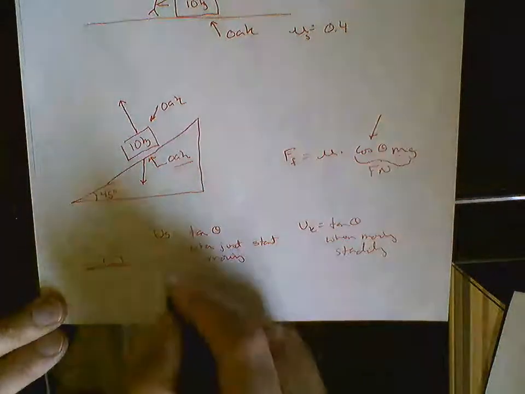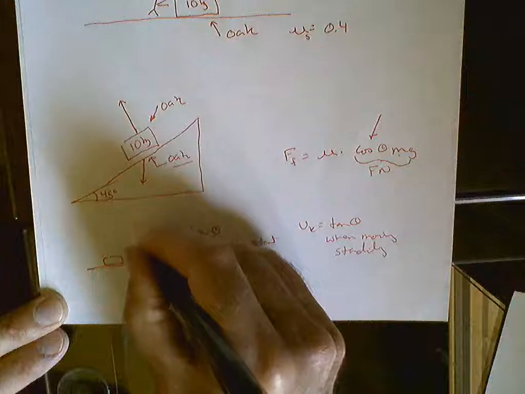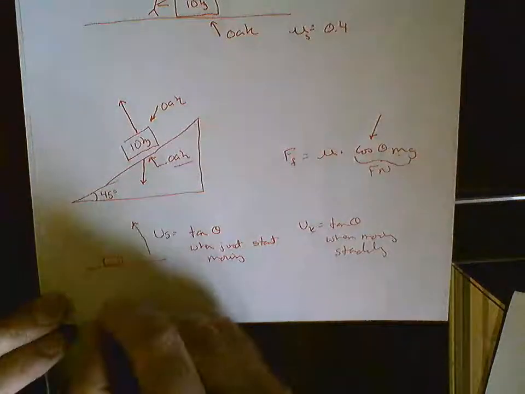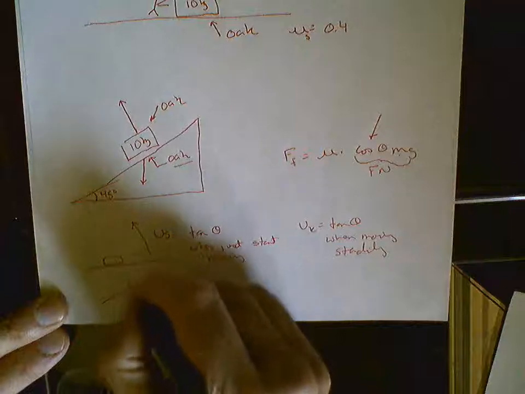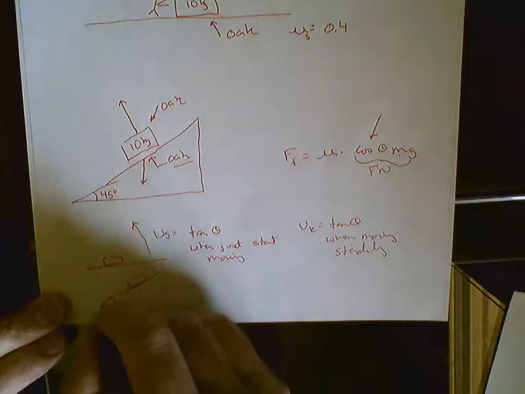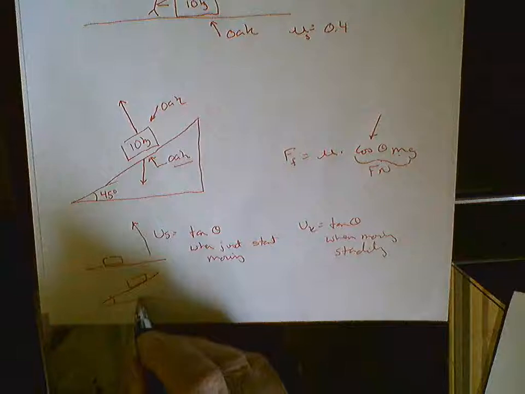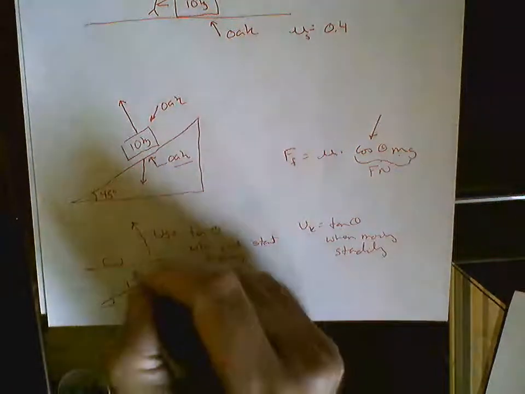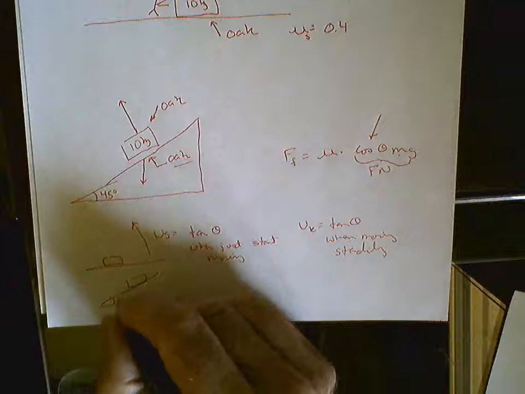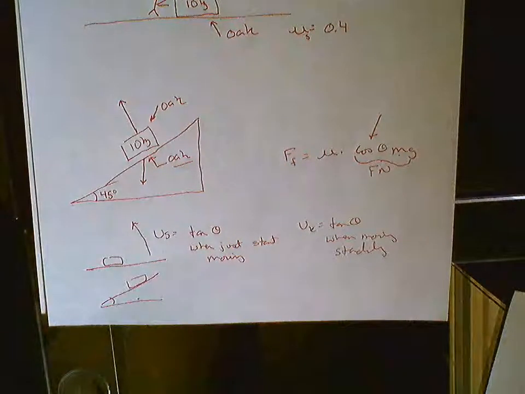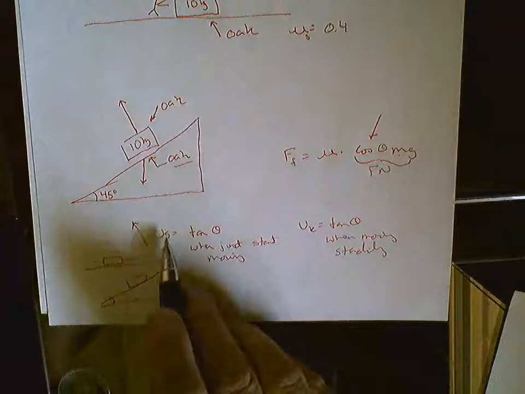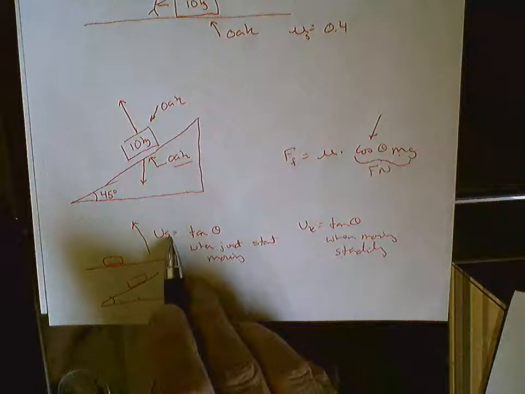What you're going to do is lift this up until it just starts to slide. So let's say at this angle here, it just starts to move. Your coefficient of friction is equal to the tan of this angle. So you're going to need something to measure or estimate this angle closely with. And when you get that angle and you take the tan of it, that's your coefficient of static friction.